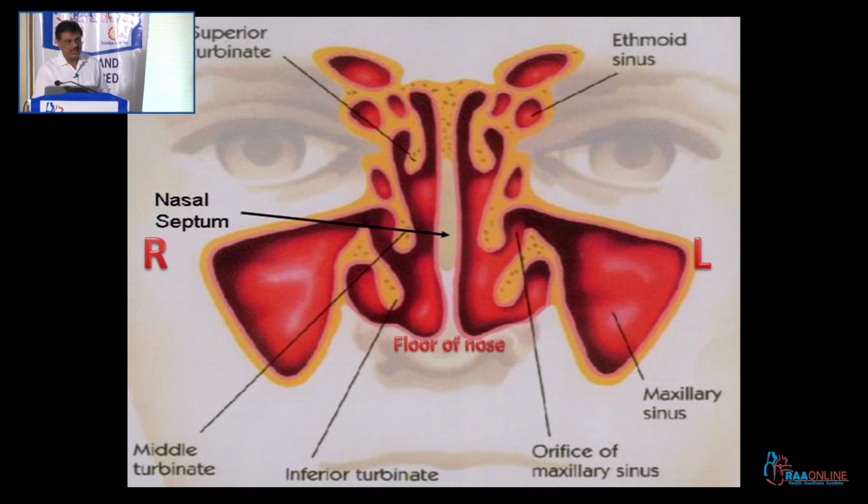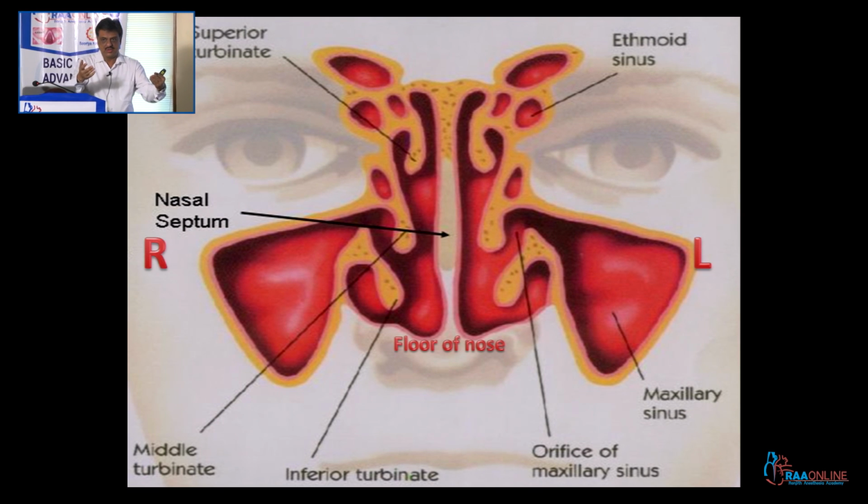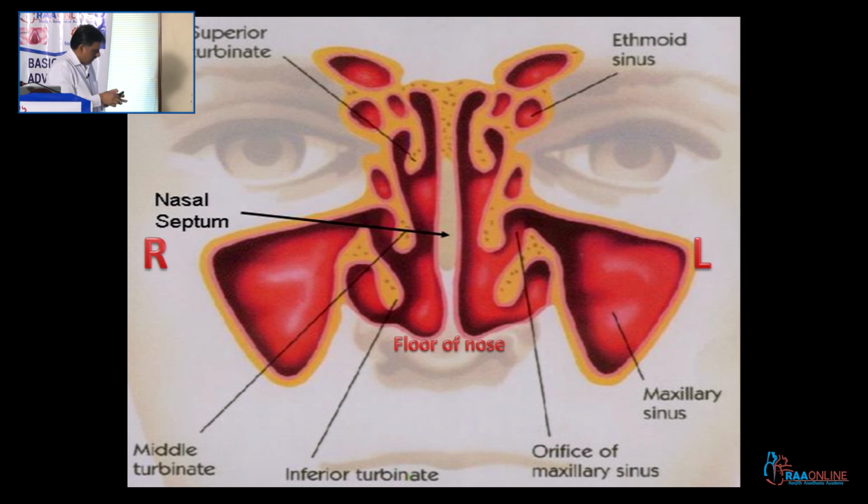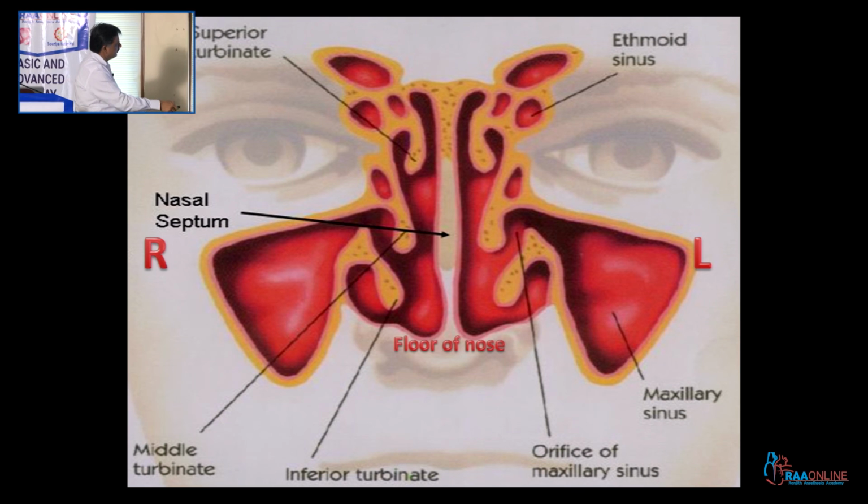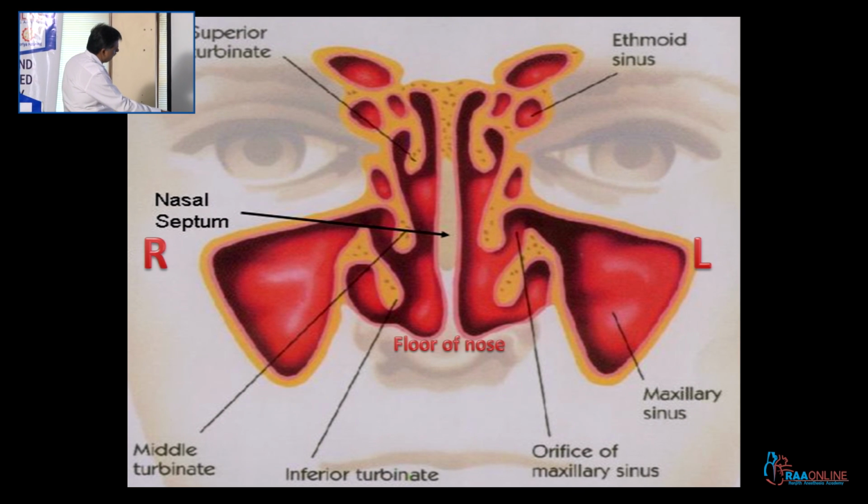So if you look at the cut sections of face and patient is just in front of us, we are not doing from the head end. So this is right side, this is left side, this is eyes and this is oral cavity.